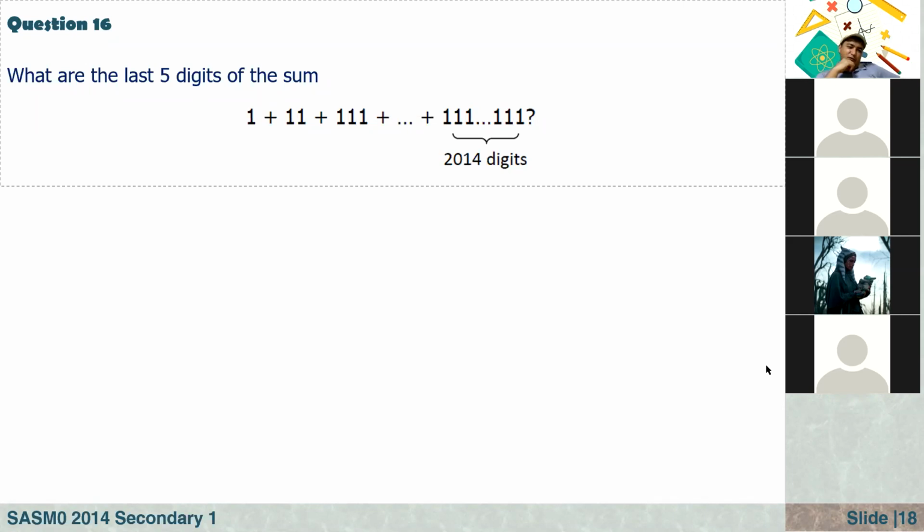Oh, Ilknur 44444. Selin 22222. Selin, I wonder how you got this answer. Yes, Ilknur, how about you? How did you get this answer? It says 2014 digits, and it ends with 4, so there are 4 ones, and 1 plus 1 plus 1 plus 1 is 4.